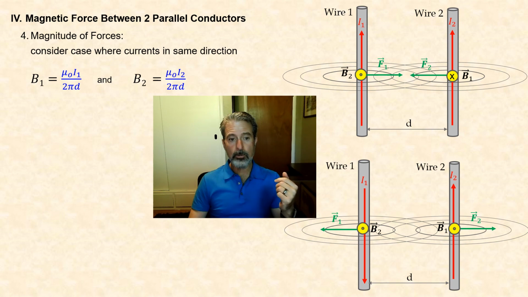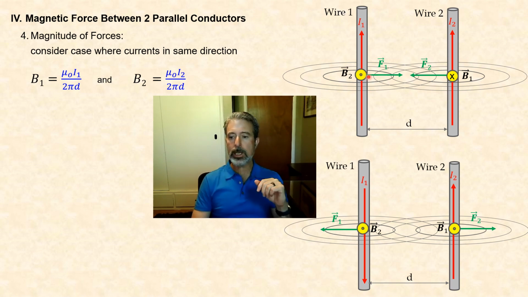Hopefully it makes sense that wire 1 produces a magnetic field around it due to the current in it. So it'll be mu naught I1 over 2 pi d. That is where the magnetic field of wire 1 interacts with wire 2. Likewise, wire 2 creates a magnetic field that depends upon the current in it, so we'll use I2. Again, we're interested in the strength of the magnetic field produced by wire 2 at the position of wire 1, which once again is a distance d away.